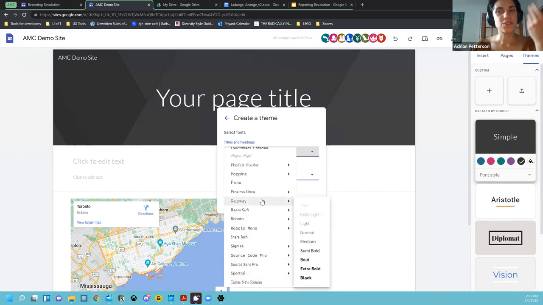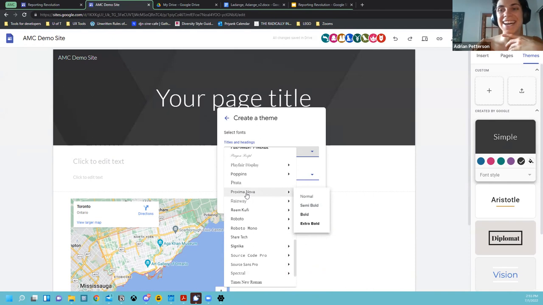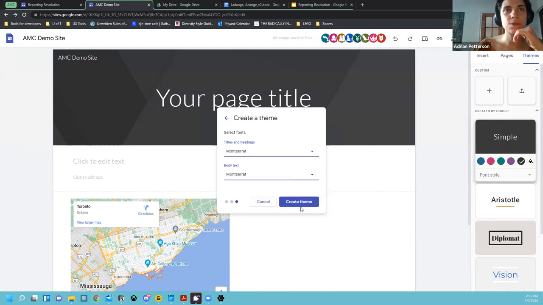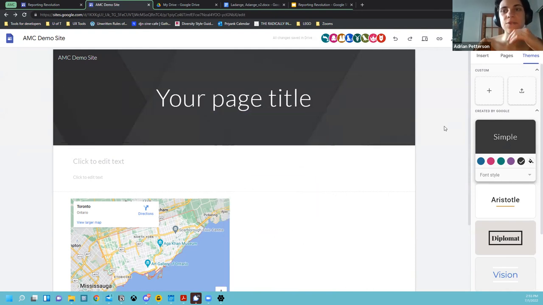Again, just for accessibility reasons, try to keep high contrast for your text versus your background, as well as make sure that you use a sans serif font. So something like this would work really well, rather than something that has all the text doohickeys all over it.